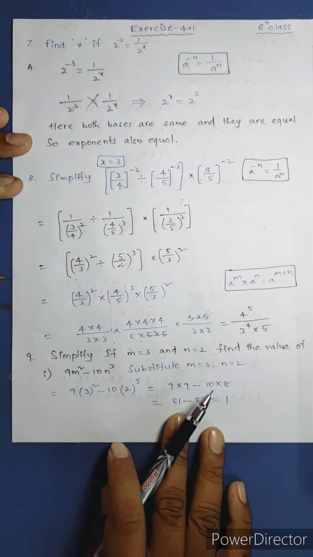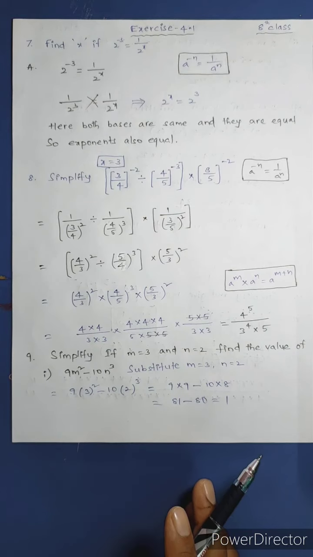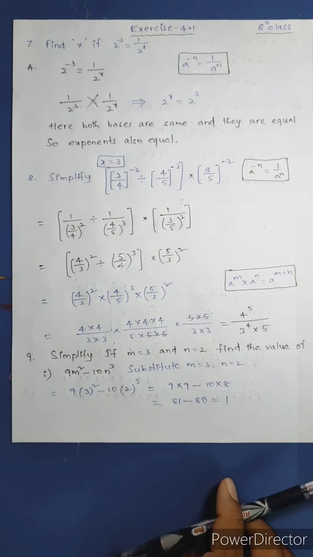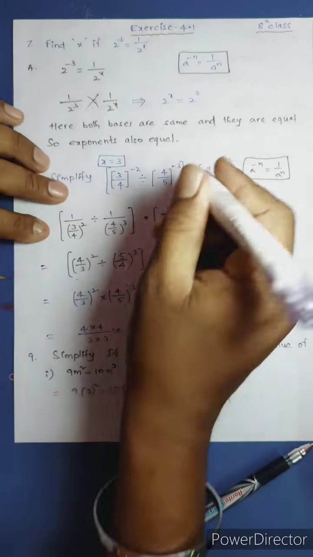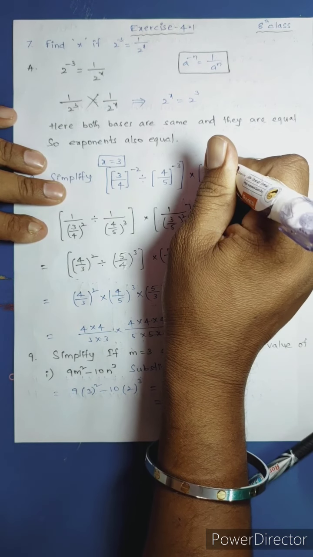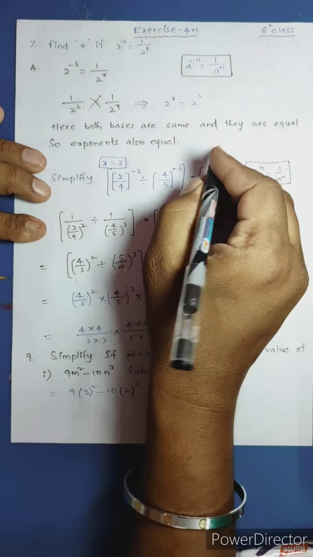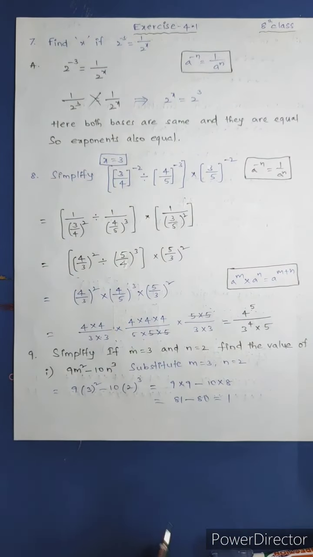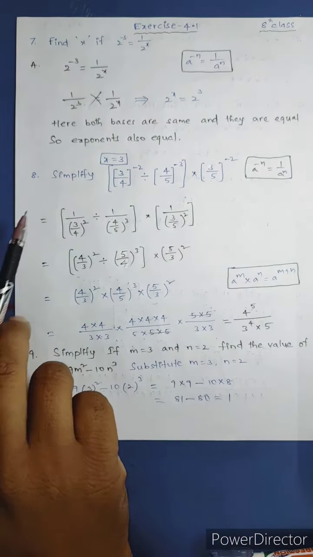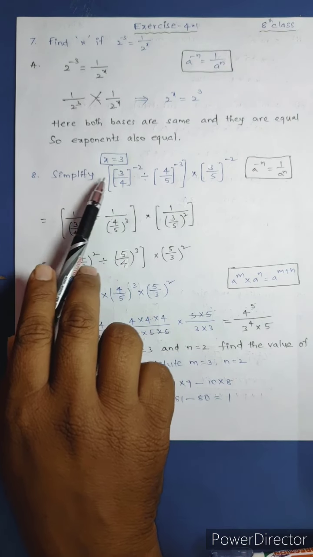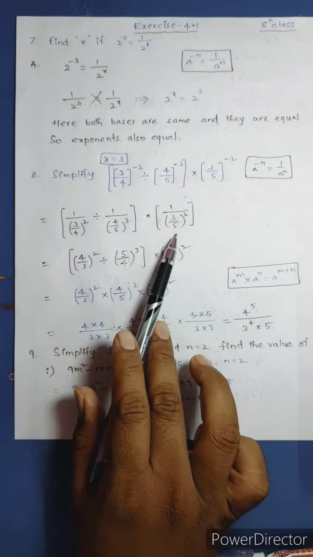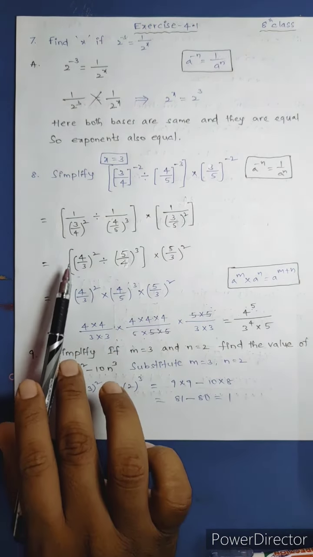Now eighth problem. Simplify 3 by 4 whole power of minus 2 divided by 4 by 5 whole power of minus 3 into 3 by 5 whole power of minus 2. Okay, this is 3. Now this one is in the form of a power of minus n is equal to 1 by a power of n. So assume this whole as 1 by a power of n: 1 by a cube into 1 by a power of n means square.